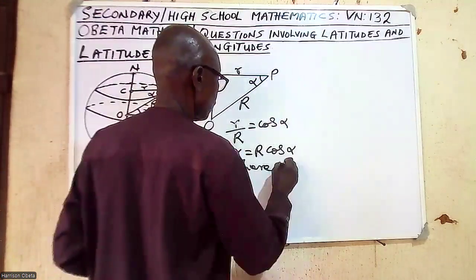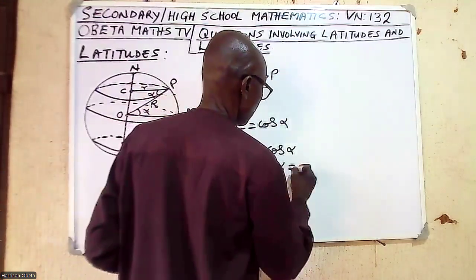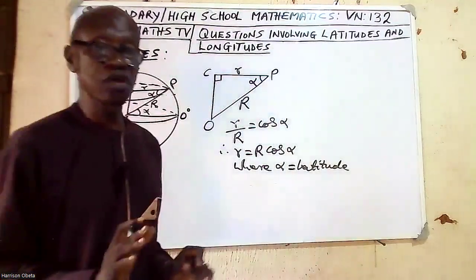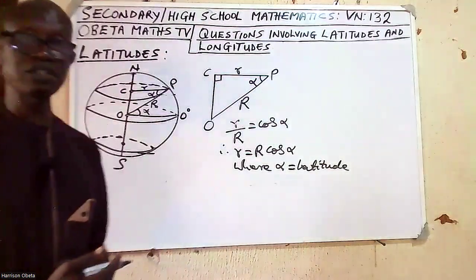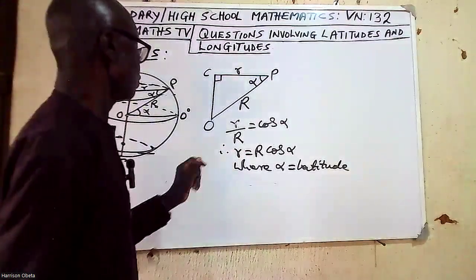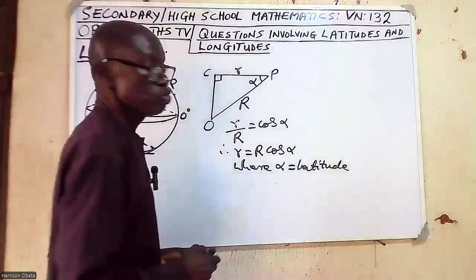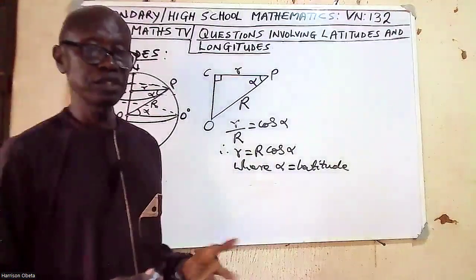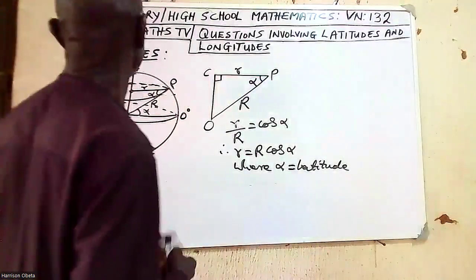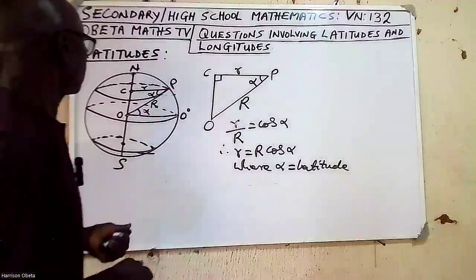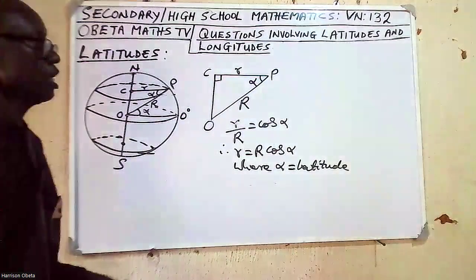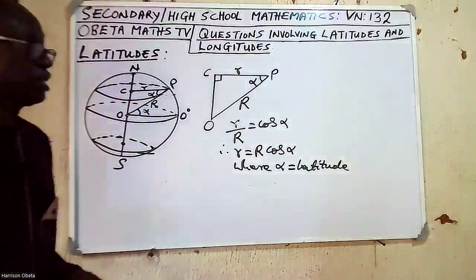where alpha is equal to the latitude. That's the latitude of the point. As I said earlier, when we start solving examples, all these things will be clearer. So we have succeeded in getting the value of small r, which we'll be using when we start solving examples. So that is the summary of what I have concerning latitude. So the next thing, we are now going over to longitude, and I will also explain things concerning longitude.